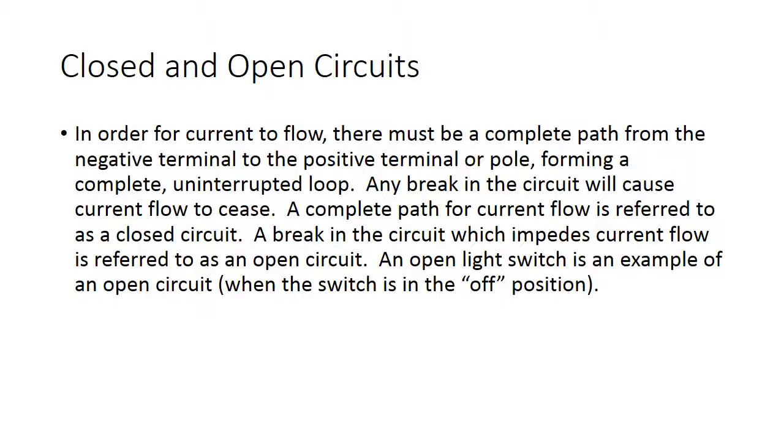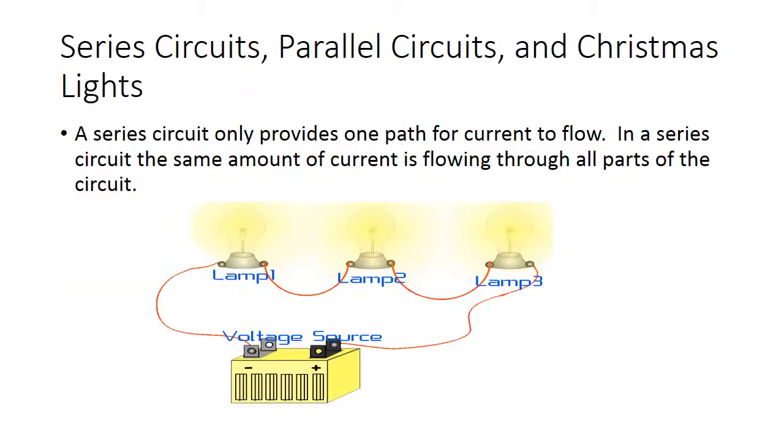If you have a break in the circuit which impedes current flow, this is actually referred to as an open circuit. An example would be where you have a light switch that's in the off position. When your light switch is in the off position, it means that there's a break in the circuit and no current will flow. And as a result, your light bulb will not light up. Okay, let's go to the new stuff now. So that's just review.